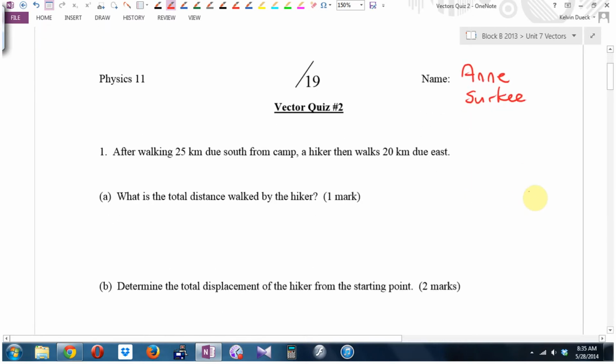Total distance, 45 kilometers. You can almost certainly expect some kind of a distance question on your test. It's a great application of vectors, and it's an easy one for you to visualize.